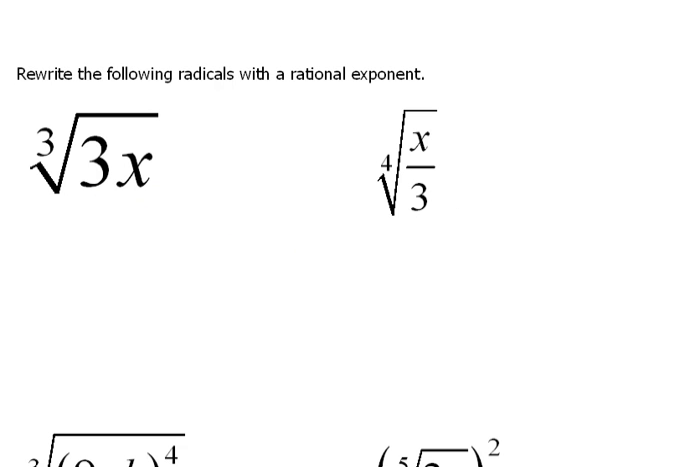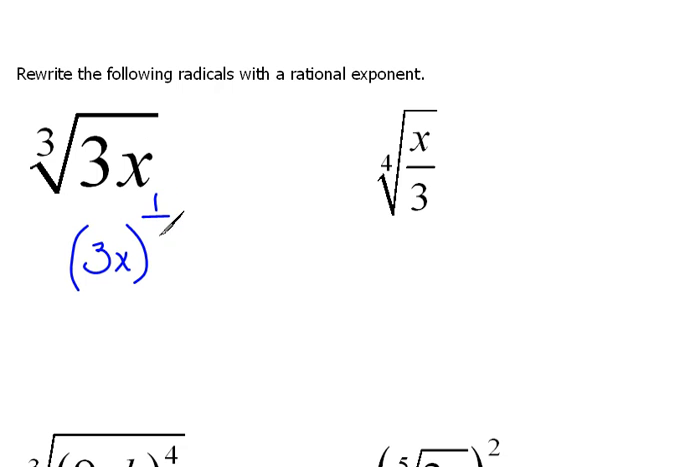This says rewrite the following radicals with a rational exponent. So rather than say the cube root of 3x, we're going to rewrite this as 3x. We take our radicand, and then we have to use a fractional exponent on that radicand. Well, in our fractional exponent, remember the numerator is the power. So this was being raised to the first power. We don't have an exponent on it.